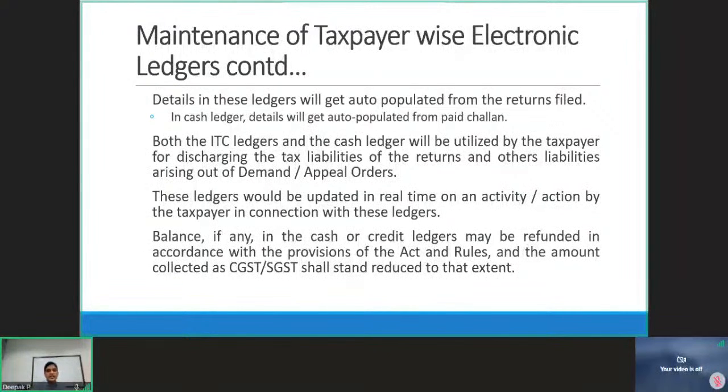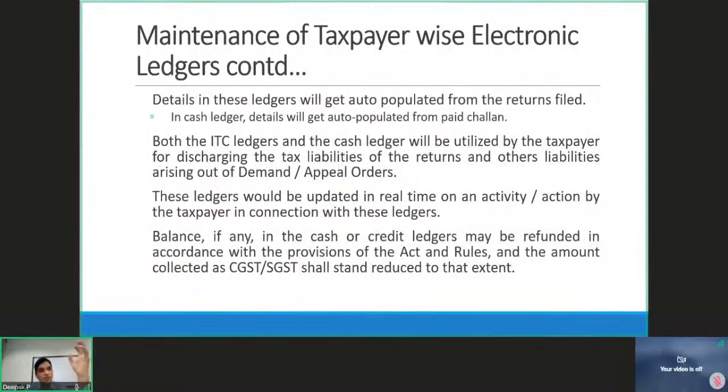Both the ITC ledger and the cash ledger will be utilized by the taxpayer for discharging the tax liabilities of the returns and other liabilities arising out of demands, appeals and orders. The electronic credit ledger and electronic cash ledger will be utilized by yourself for discharging the tax liabilities that you have assessed in your monthly returns. These ledgers would be updated on a real-time basis on an action by the taxpayer. So you have to take the action for any debit or credit in these ledgers. It cannot be touched by the GST authorities directly.